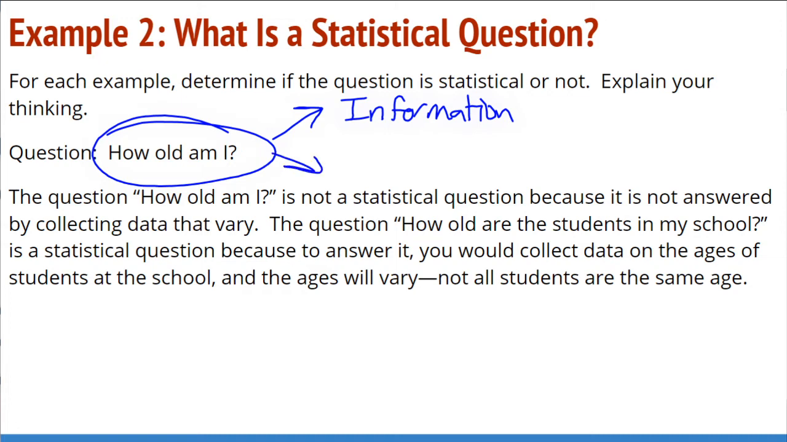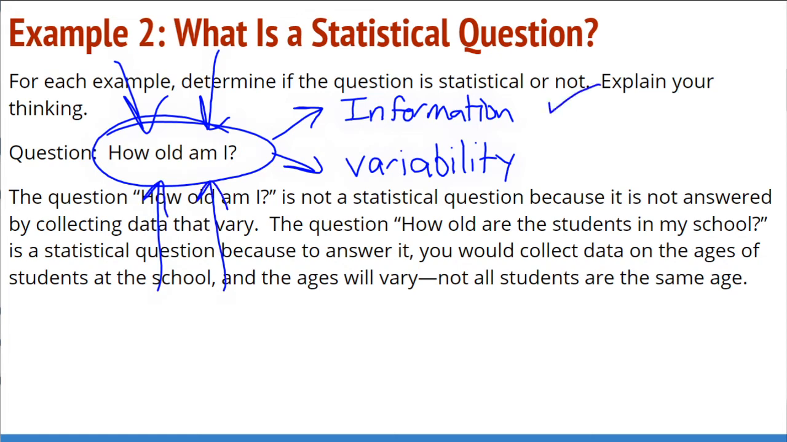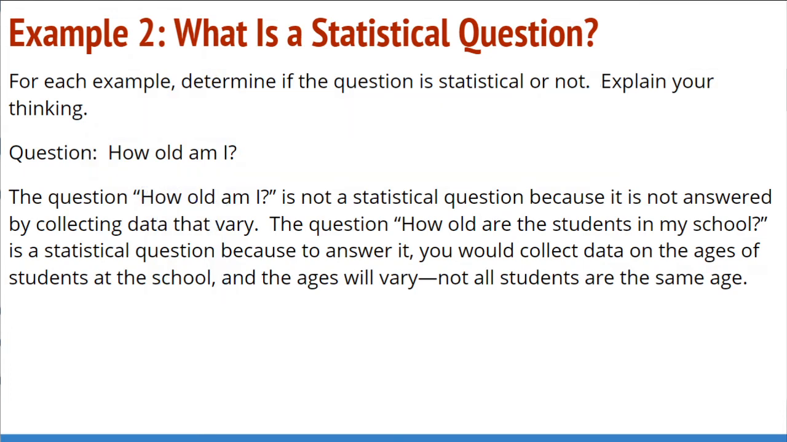The second half is, do I expect there to be variability? Do I expect a variety of answers, or is there only one answer? And the answer to this is, there's only one answer to how old am I. So even though we are going to collect information to answer the question, we do not have variability. This is not a statistical question. And down at the bottom, it explains that. The question, how old am I, is not a statistical question because it is not answered by collecting data that vary. We do not have variability.